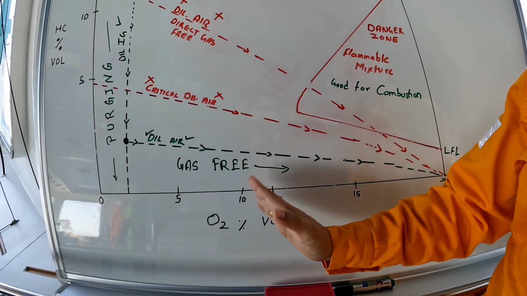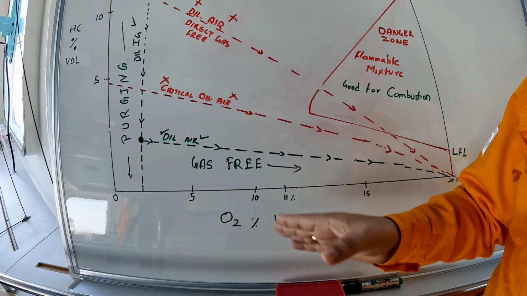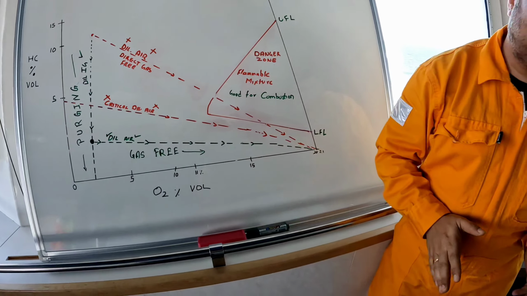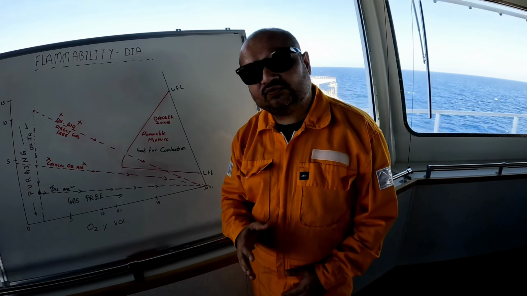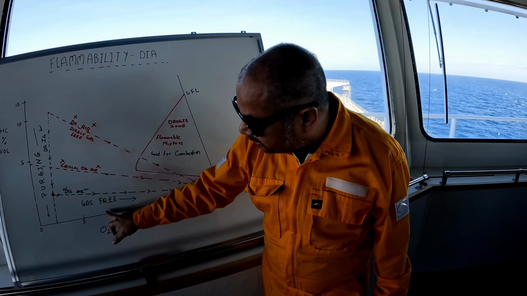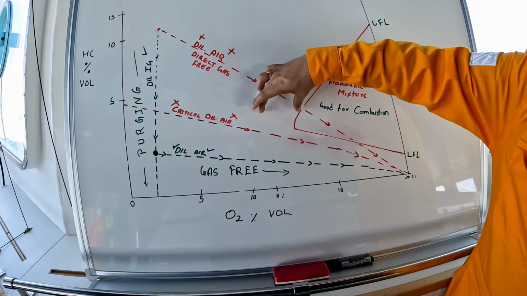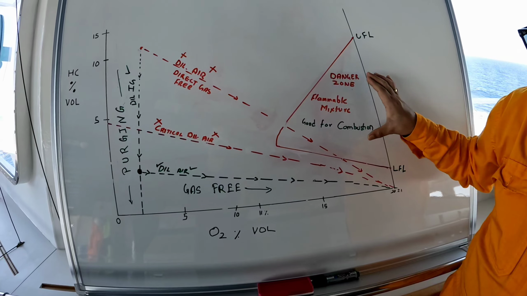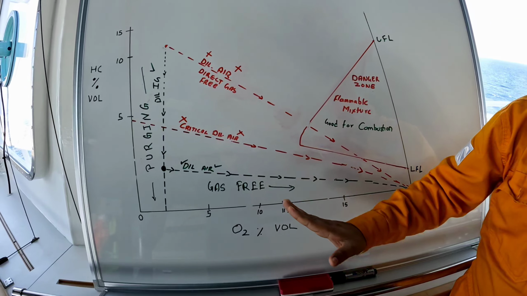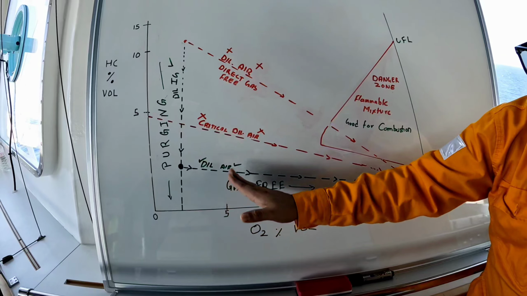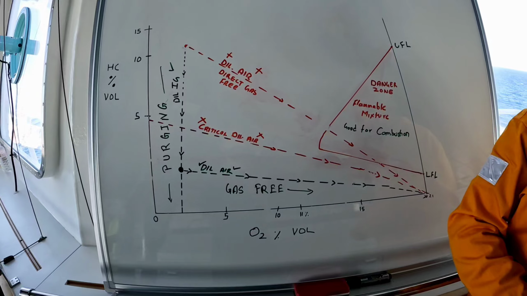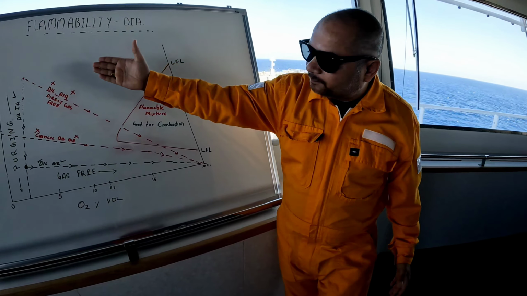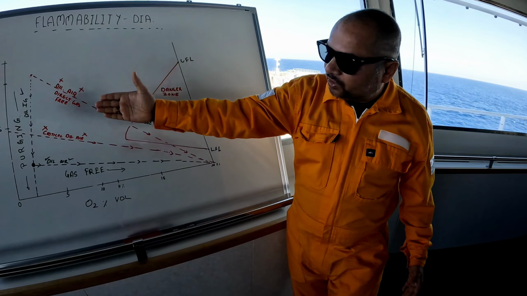But our ISGOTT says that the supply of oxygen to the tank should always be less than 5%, and your tank's atmosphere should always be less than 8%. That is the requirement. If you see in this diagram, if your tank is about 8% somewhere here, you are very well clear of this flammable mixture zone, or what I call the danger zone. So if you have 8%, you are very well clear. And if your tank atmosphere is about 5%, you are very well clear of this danger zone. So I hope we have understood this flammability diagram, what happens here, how we come down, how we purge the tanks, how we gas free the tanks.